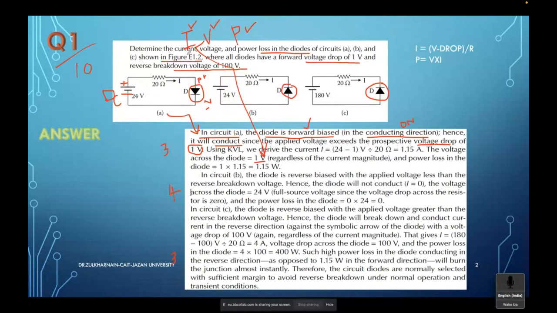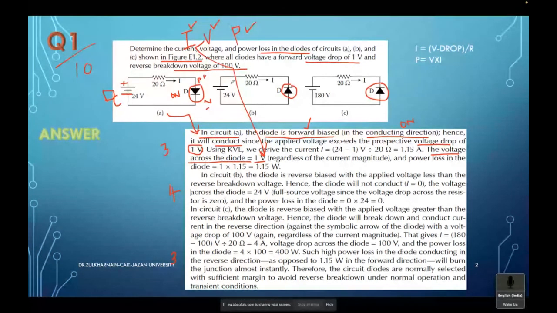As I've told you, you have to find current, voltage and power loss in each of the three cases. So first case, you have to say the voltage drop is equal to 1 volt. How do you understand that it is 1 volt? Because it is given here. Voltage drop 1 volt will directly become 1 volt because this diode is in the on state. Why? Because plus is connected to plus and minus connected to minus. So this is the first part of the answer.